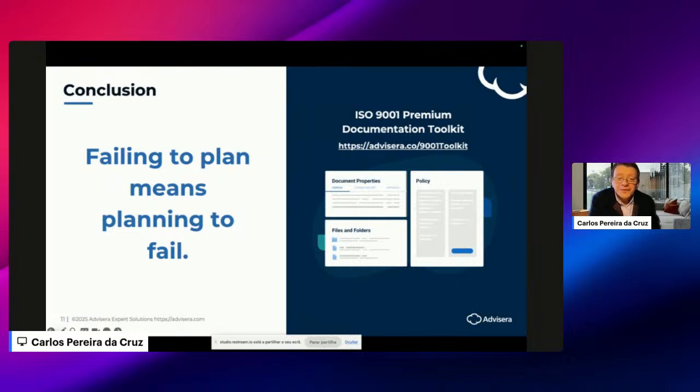So to conclude, not creating a plan leads to inevitable failure. Okay, so failing to plan means planning to fail. Without strategic preparation, success becomes unlikely as there's no roadmap or direction for achieving goals.